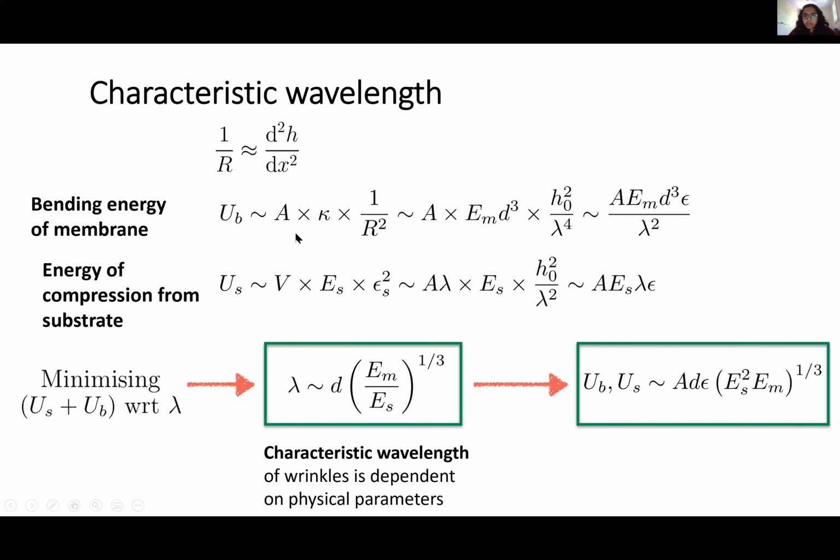So the bending energy of the membrane is given as a product of the area and what is called the flexural rigidity, which is again dependent on the Young's modulus and the dimensions of the membrane, the thickness of the membrane. And so the bending energy of the membrane is also dependent on 1 by r square. So 1 by r here is the curvature of the wrinkle. This curvature can be estimated by taking the double derivative of the profile we assumed. So then 1 by r square would turn out to simply be of the order of the amplitude square divided by lambda to the power 4.